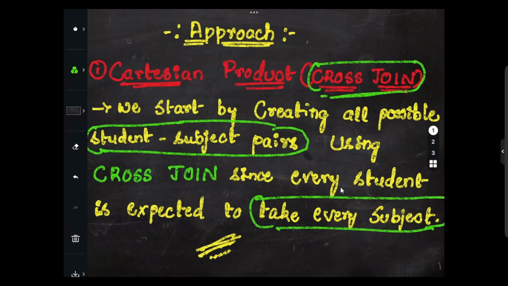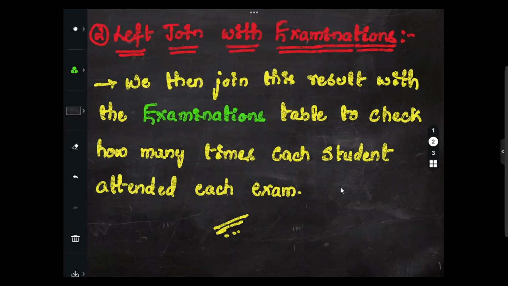We will start by creating all possible student subject pairs using cross join, since every student is expected to take every subject. So this is the first step. I hope the first step is completely clear and easy to understand. So let's go with the second step.